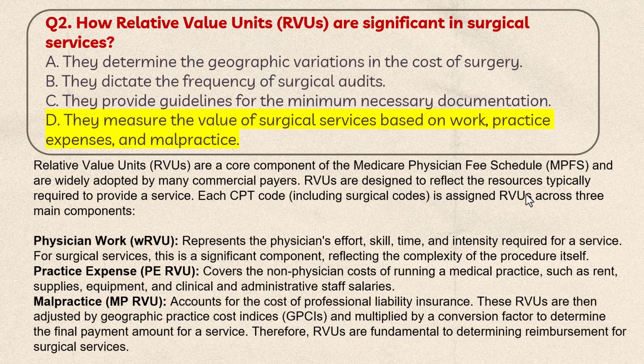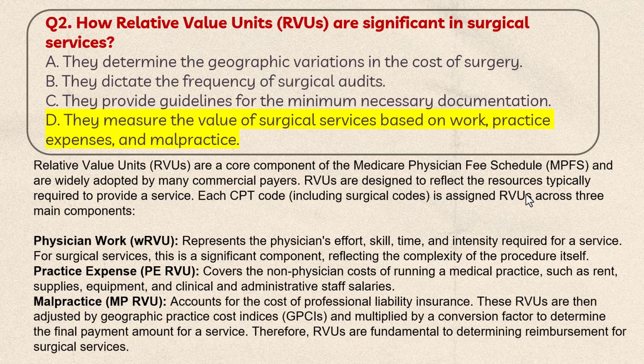That is, RVUs measure the value of surgical services based on work, practice expenses, and malpractice. The RVUs are a core component of Medicare physician fee schedules and are widely adopted by many commercial payers. RVUs are designed to reflect the resources typically required to provide a service. Each CPT code, including surgical codes, is assigned RVUs across 3 main components. The first one is physician work, which represents the physician's effort, skill, time, and intensity required for a service. For surgical services, this is a significant component reflecting the complexity of the procedure itself.